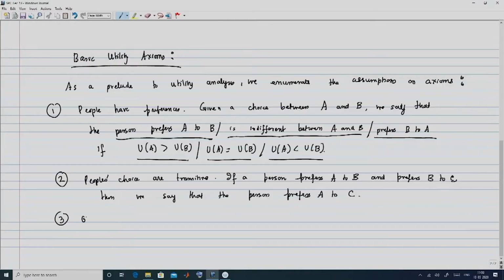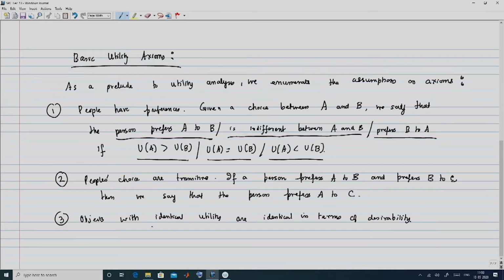Third point, objects with identical utility are identical in terms of desirability.